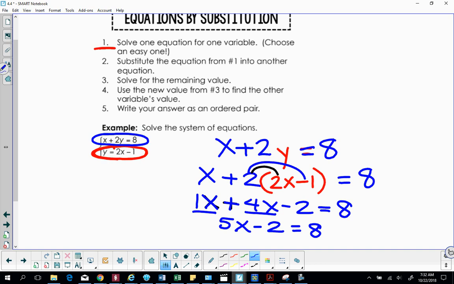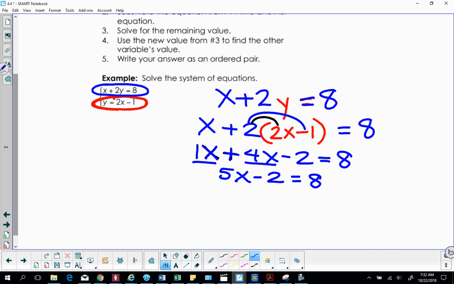Now, how do I get x by itself, Christopher? Before I divide, you gotta add 2 to both sides, right? Add that constant. And so you end up getting 5x equals 10. Then, Christopher, what do I do? Divide. And you end up getting x equals 2.